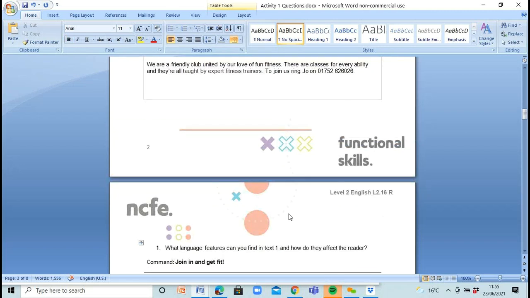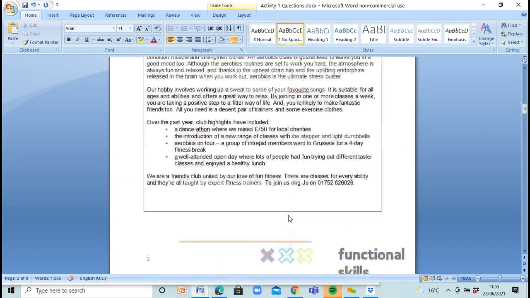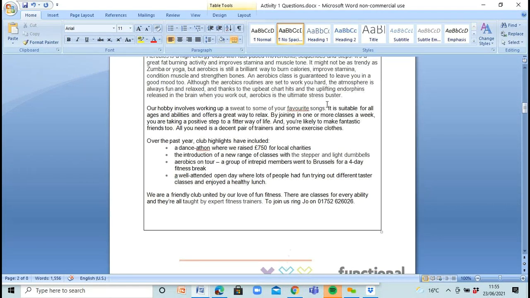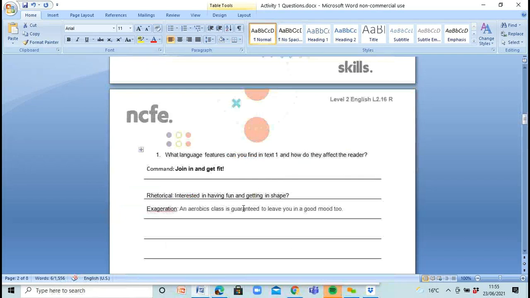And then there was something about ultimate stress booster as well. That was a bit of an exaggeration as well. Oh, there, stress buster. There you go. So aerobics is the ultimate stress buster.